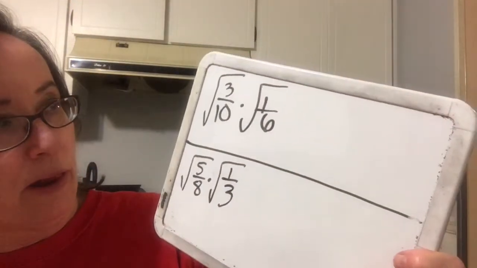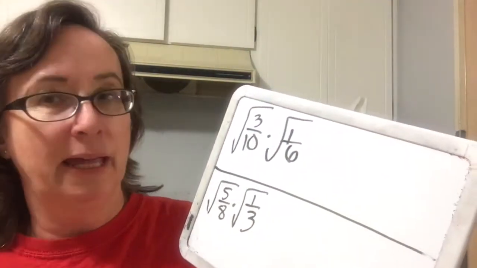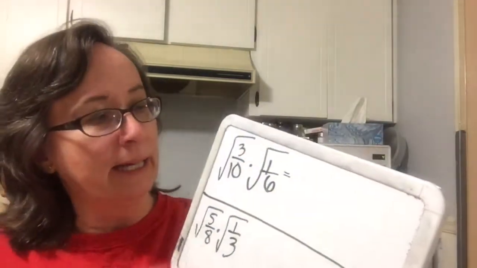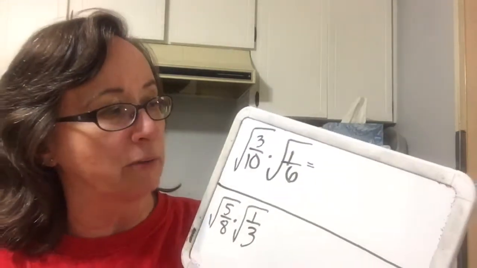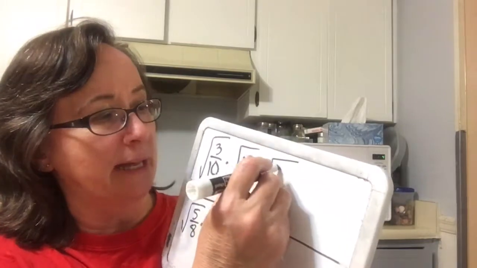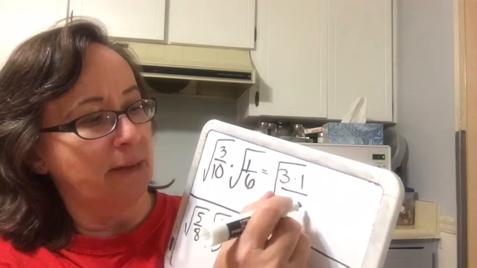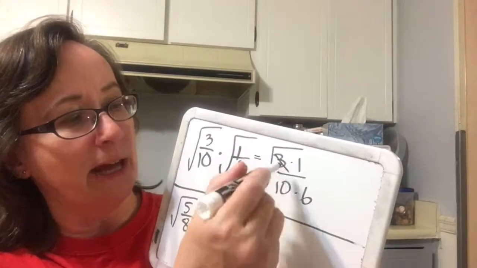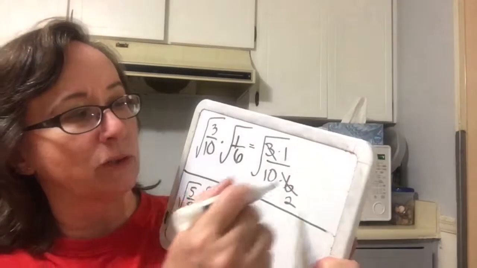All right, so here we're putting two radicals together, two radicals that have fractions in them. So we're going to use the product rule and possibly the quotient rule to get these simplified. Now, again, I can see that if I put these together in one radical using my product rule, I would get something that would cancel. So 3 times 1 over 10 times 6. So I'm just putting them all together under one radical. And you can see now that 3 and the 6 will cancel with the 2. And I wind up with a 1 over 20.